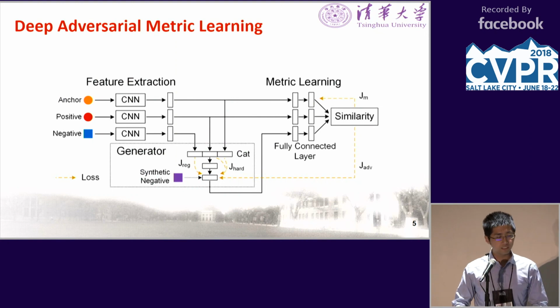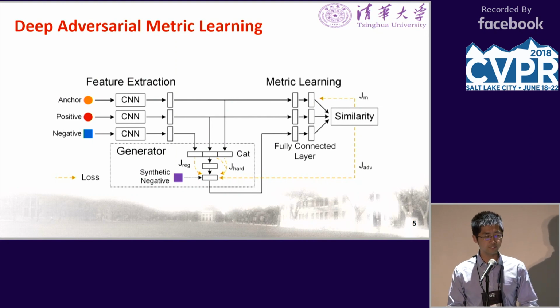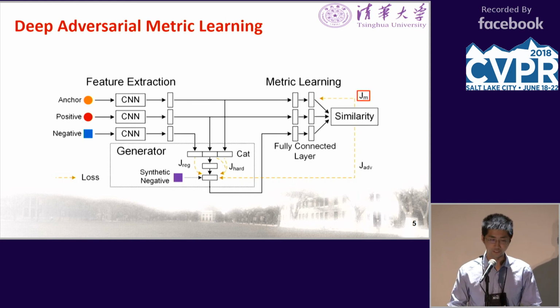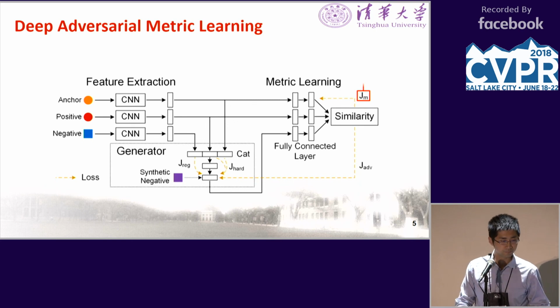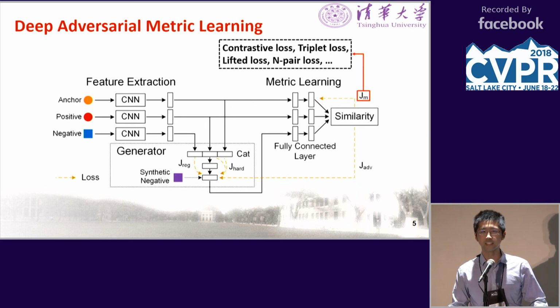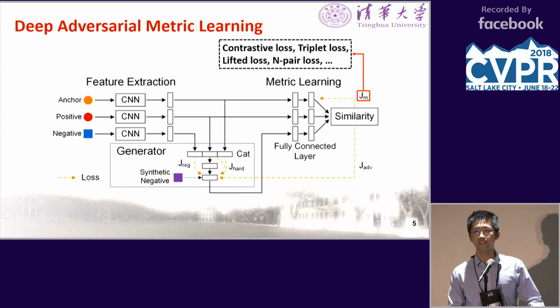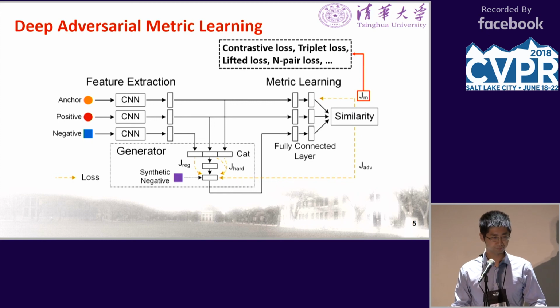Instead of directly using the original negative samples for training, we first generate synthetic hard negatives through the generator. The loss contains two parts. J_m is the supervision signal for the distance metric, where we can employ the existing losses. We use the contrastive loss, triplet loss, lifted loss, and npair loss in our experiments.